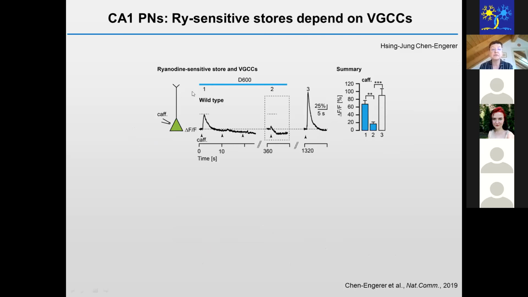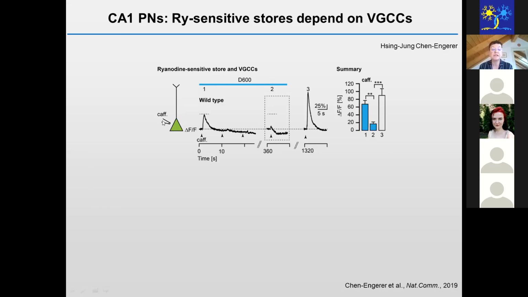First, we confirmed earlier findings for the broadband calcium channel antagonist D600 that refilling of ryanodine sensitive stores is not possible under conditions when activity of voltage gated calcium channels is blocked.